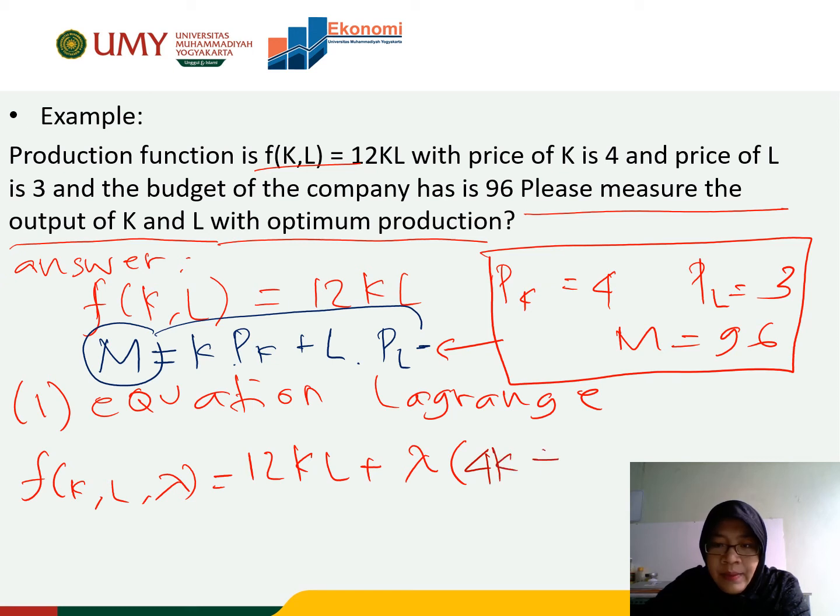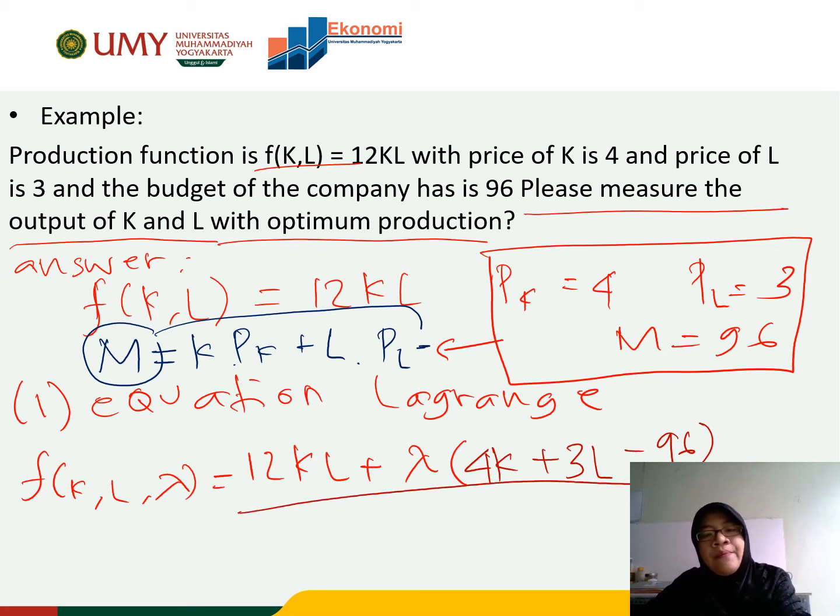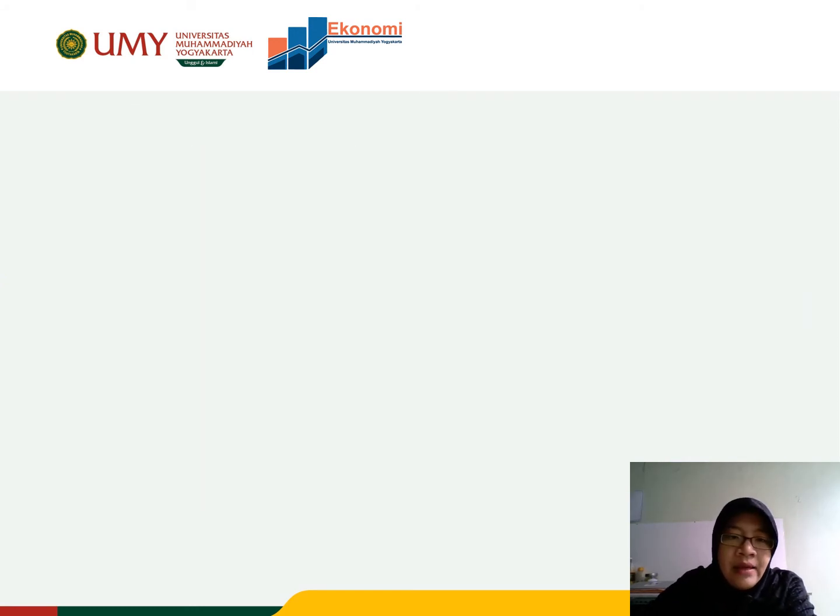4K plus 3L minus 96. Okay, so this is the equations of Lagrange for optimum production. Let me rewrite it again here so you will not forget, including me. Sometimes I think like an old lady, right, who forgets about it.